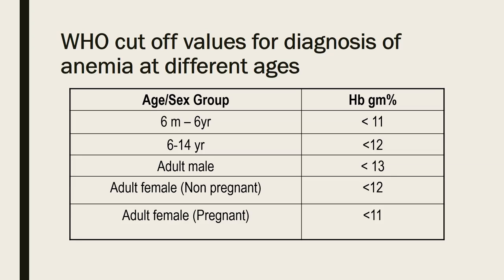And for the severity of anemia, if hemoglobin is between 9 to 11, mild anemia. If it is between 7 to 9, moderate anemia. If it is less than 7, that means severe anemia.